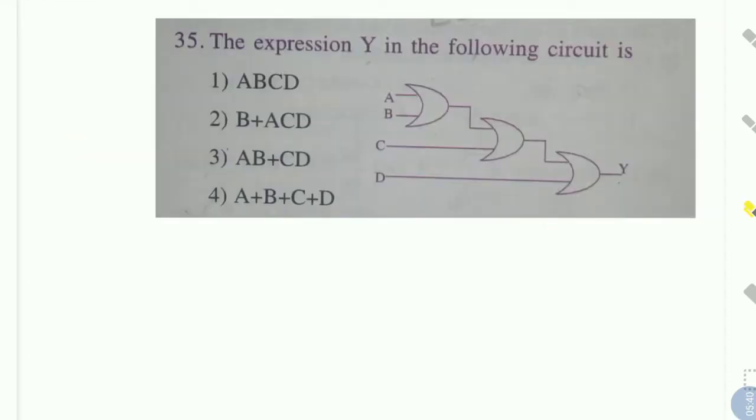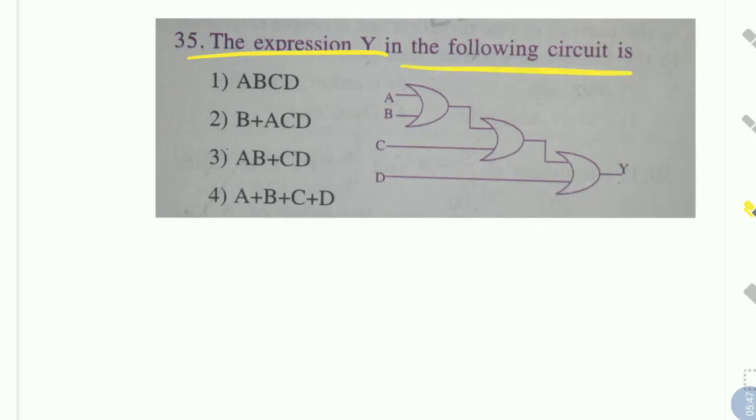See the third option. A is equal to 1, B is equal to 0, C is equal to 1. So 1, 1, it is an AND gate, output is 1. So our answer is option 3. The expression Y in the following circuit is?